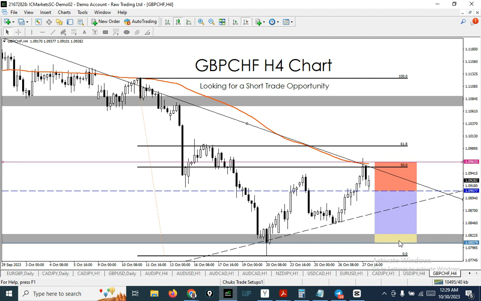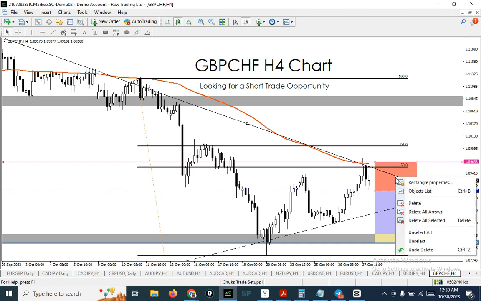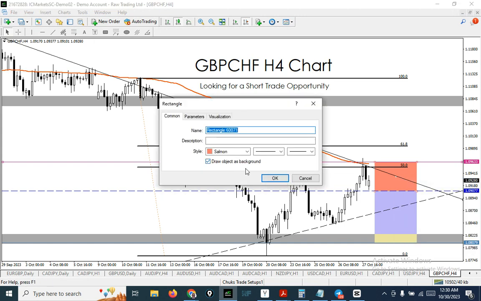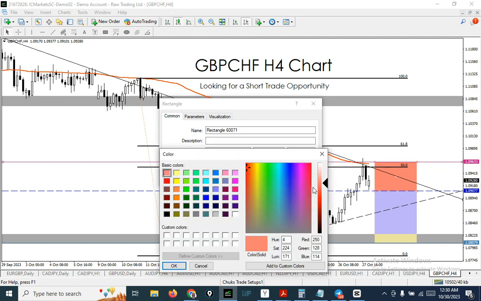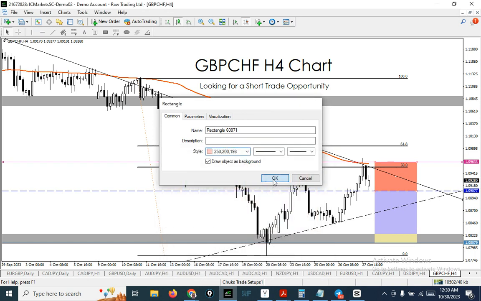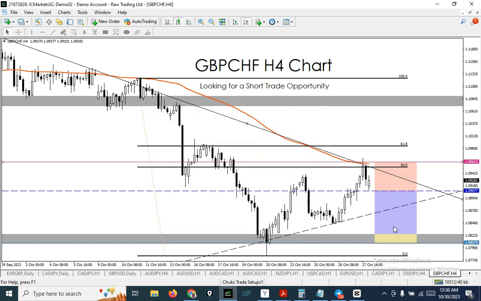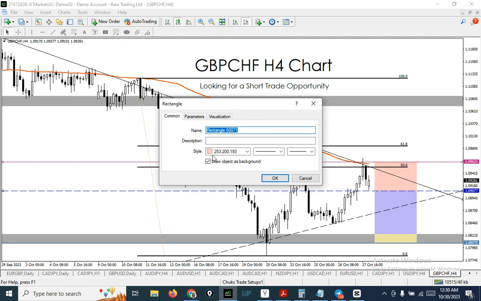Not a problem. I want this to be light colored, lighter than it is there. Okay. All right. That's what I want. Okay. Is that okay? That is too light. Let me adjust it further.